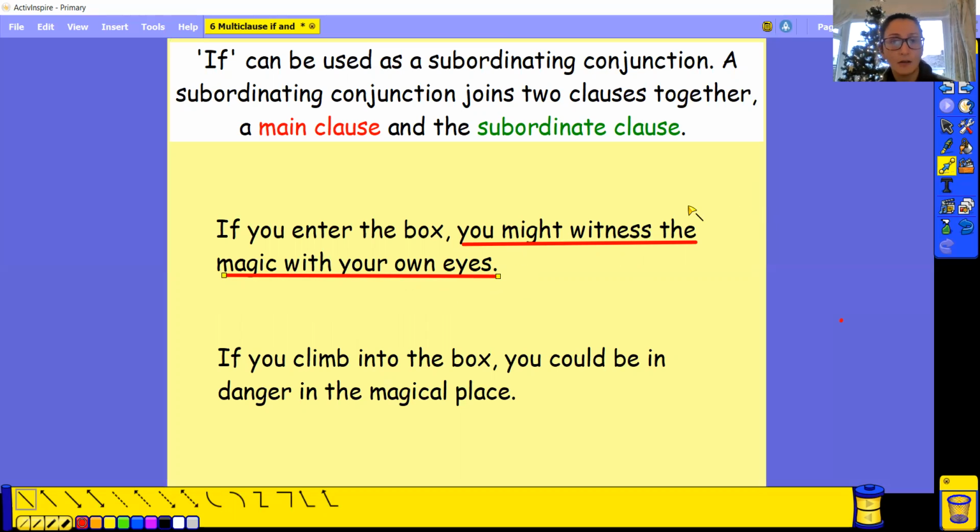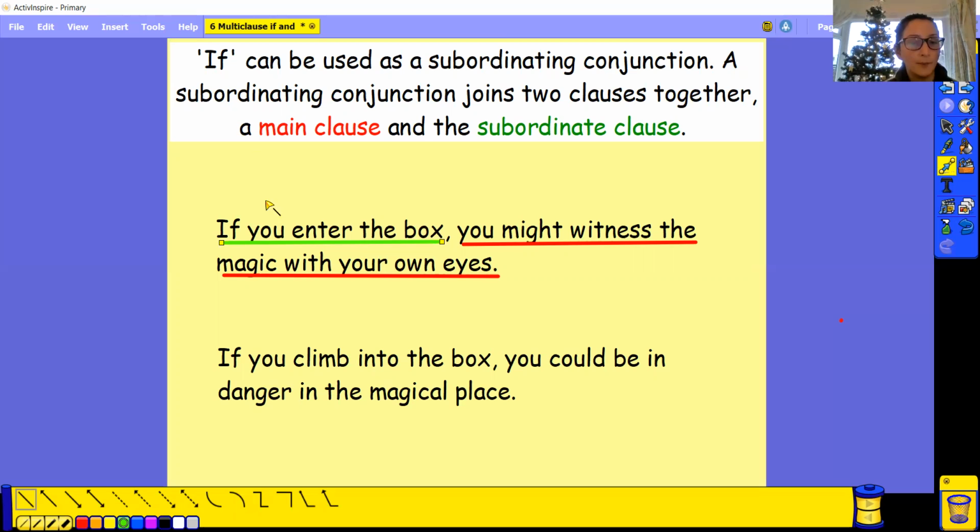So this is the main clause. This is the bit that makes sense by itself. And the subordinating clause, the added bit, is if you enter the box. Remember, that doesn't quite make sense by itself. So that's the subordinating clause, and this is the main clause, okay? And altogether, it makes a subordinating clause.